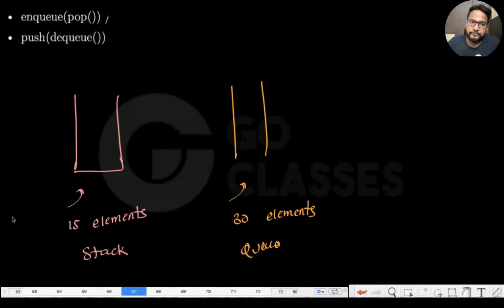Okay, let's just see. Suppose these 15 elements look like this. Maybe let's suppose 1, 2, 3, 4, up to 15.